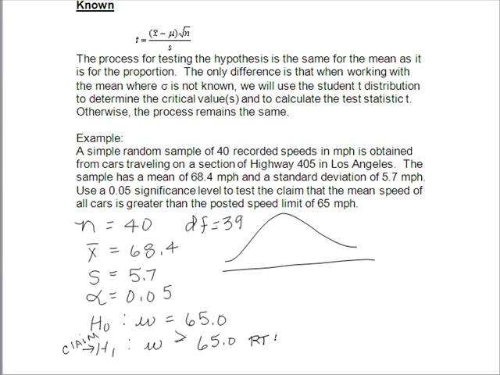Okay, let me find my table. So we need to use area in one tail is 0.05. So it's the top row there, 0.05, we find that. And we want to go down to degrees of freedom is 39. And I'm getting 1.685.